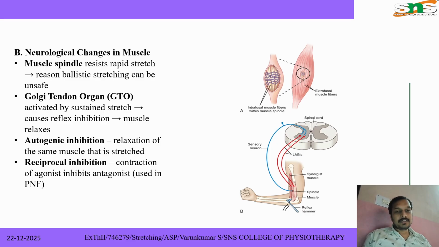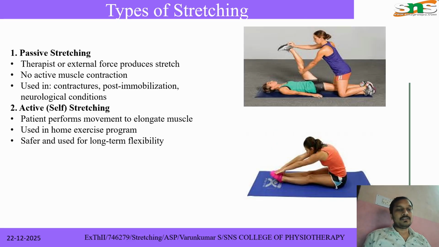Next is autogenic inhibition. Autogenic inhibition is applied by means of relaxation of the same muscle that is being stretched. Then reciprocal inhibition, where the contraction of the agonist inhibits the antagonist, which is used for PNF. In autogenic, the same muscle is being relaxed, whereas in reciprocal, both the agonist and antagonist muscles are involved.